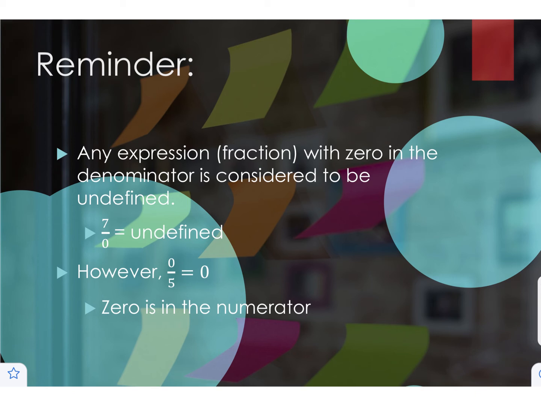So reminders, okay, any expression, a fraction with a 0 in the denominator is considered to be undefined. Because if you think about it, a fraction's division, and if I had to divide something up, I can't divide it into 0 parts. Okay, so if I see something like 7 over 0, I'm going to consider that undefined. It doesn't fit in any of the categories. But if I had the reverse, 0 over 5, that I can do, because I'm dividing by 5 in my denominator. So with 0 in the numerator, my answer is 0. Okay, 0 in the denominator, undefined.